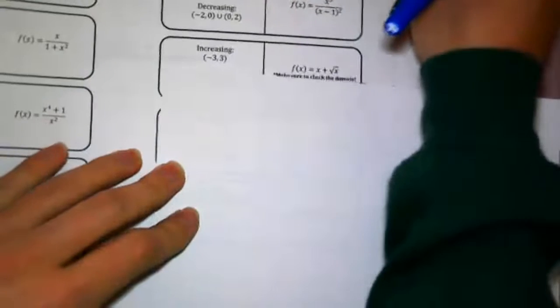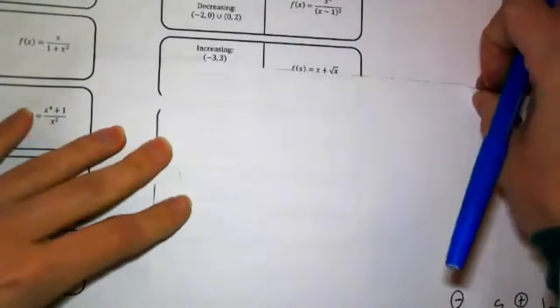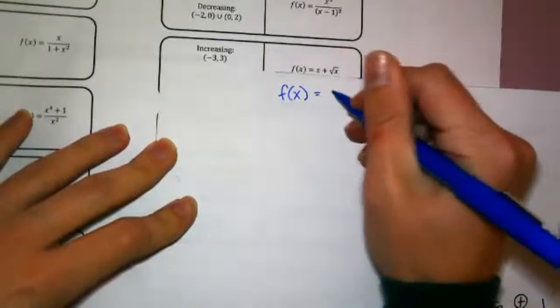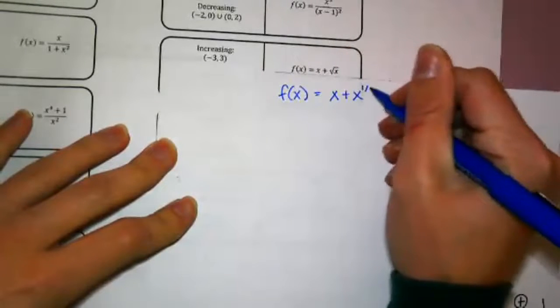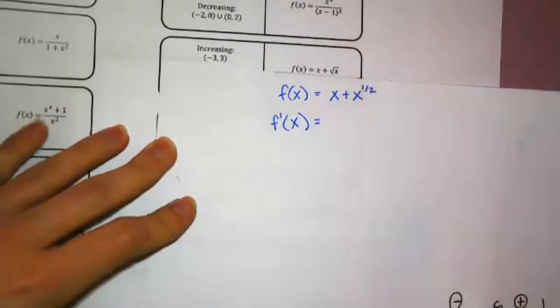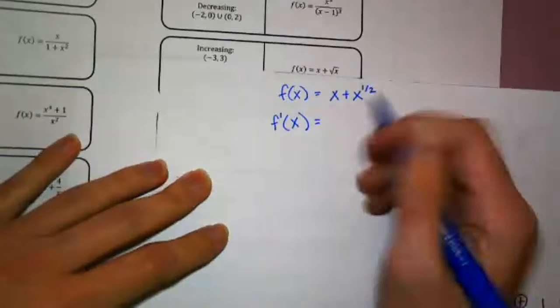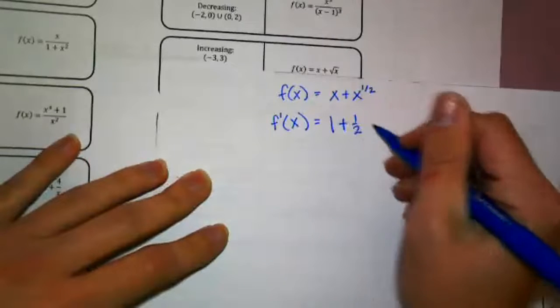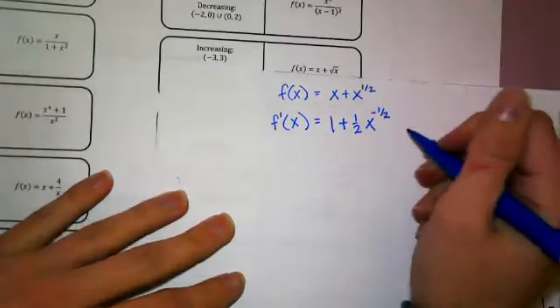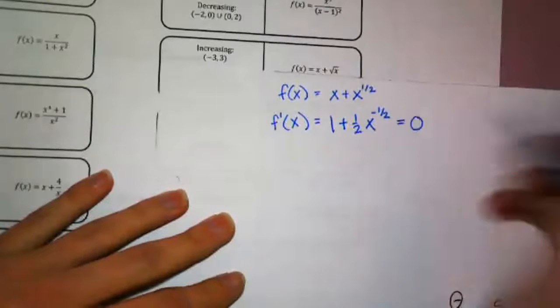So what is the first thing I'm gonna do on this guy right here? Make it x to the 1/2, and then yes, derivative. All right, so what would the derivative of that be? 1 plus 1/2 x to the negative 1/2. And you said equal to 0? And we are gonna set this equal to 0.